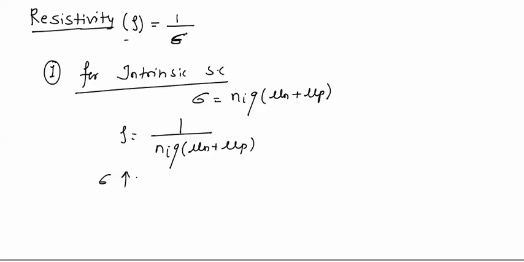Conductivity of intrinsic semiconductor increases with temperature. Temperature increases, conductivity increases. If conductivity of intrinsic semiconductor increases, then resistivity decreases with temperature. Means resistivity of intrinsic semiconductor has negative coefficient of temperature.